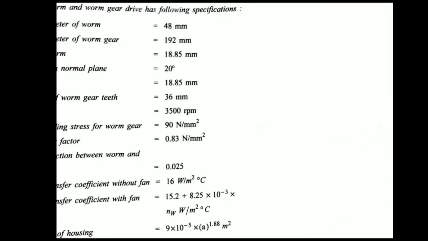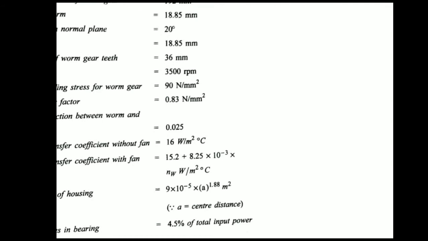Now you can see a worm gear drive having pitch circle diameter, that is PCD, of the worm 48 mm, 192 axial pitch given, pressure angle 20 degree, lead of worm directly given, that is ZW. Then the effective width of the worm gear teeth is given, worm speed NW, permissible bending stress of the worm gear sigma BG, worm gear wear factor K, coefficient of friction mu, overall heat transfer coefficient with fan and without fan.